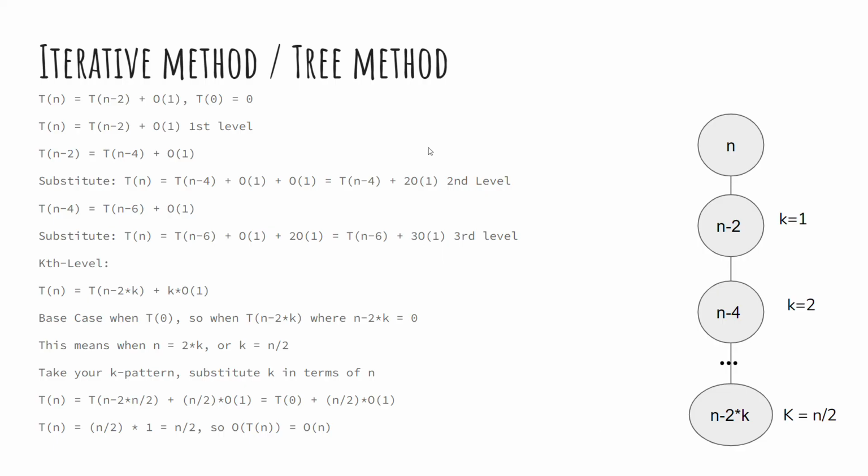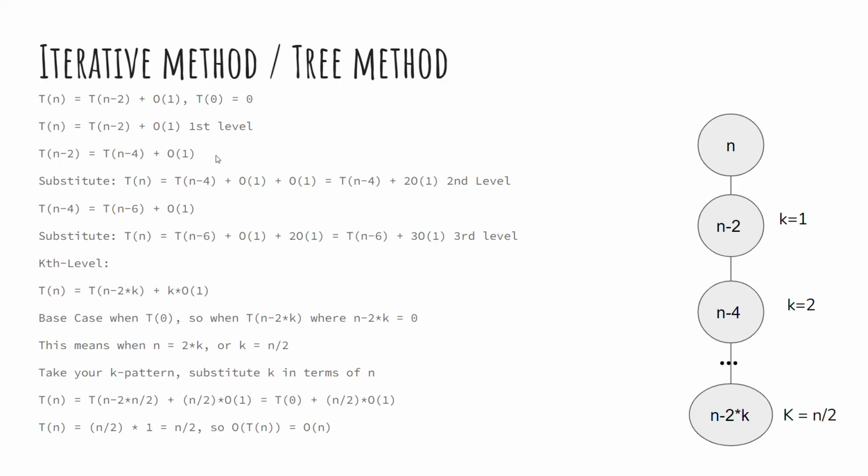Alright, let us look at an example of the iterative method and the tree method. We'll use both methods on the same question. For example, we are given T of n is equal to T of n minus 2 plus big O of 1, and the base case is T of 0 is equal to 0. This is the iterative method. So T of n is equal to T of n minus 2 plus big O of 1.